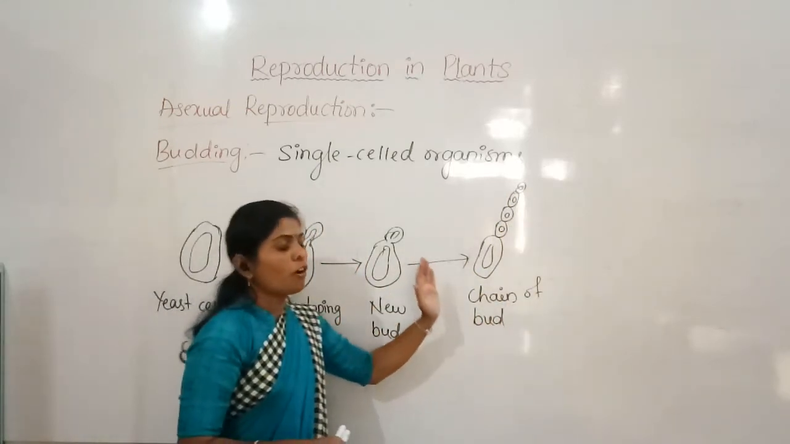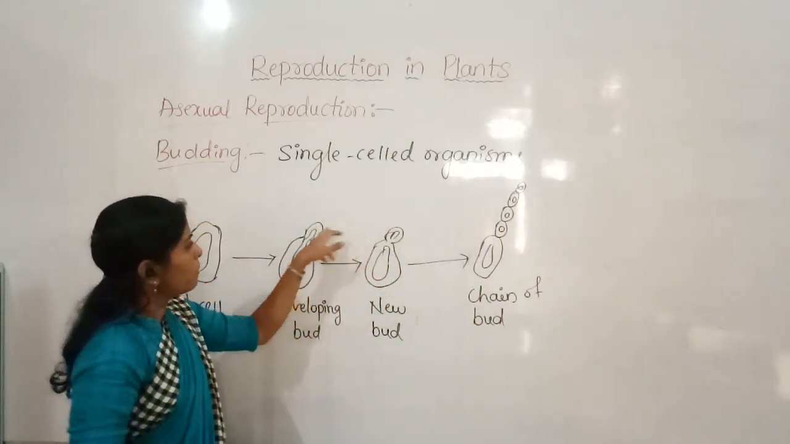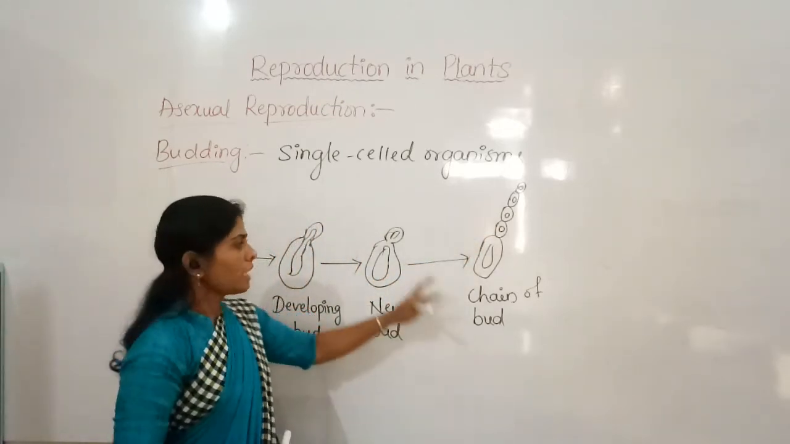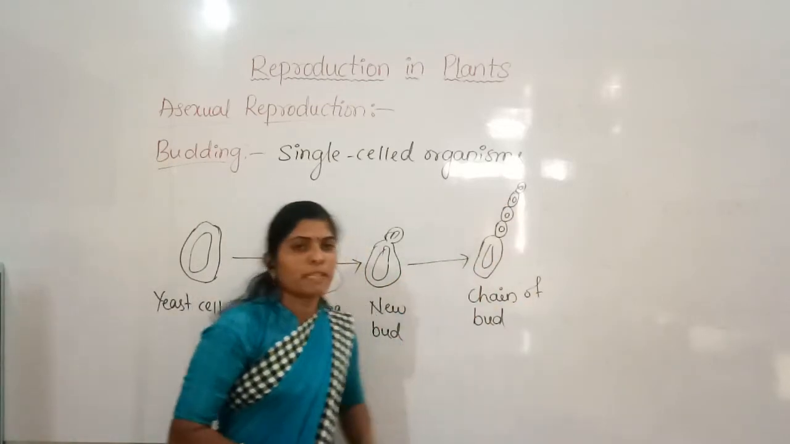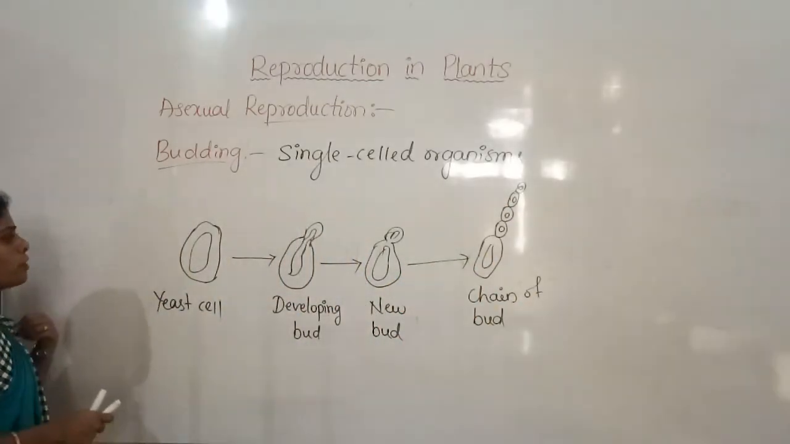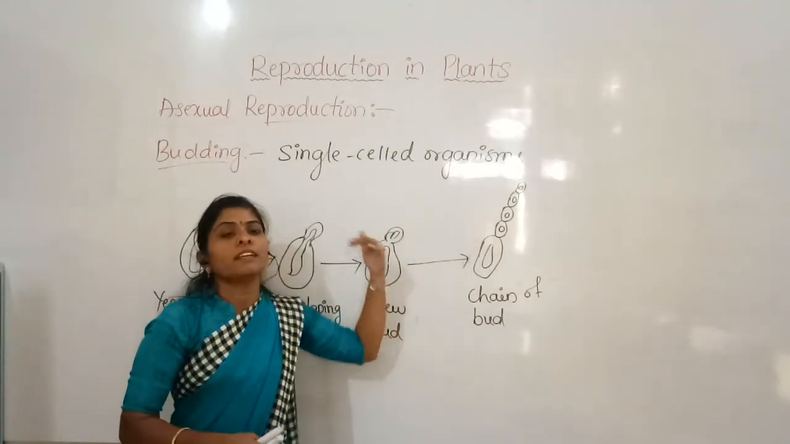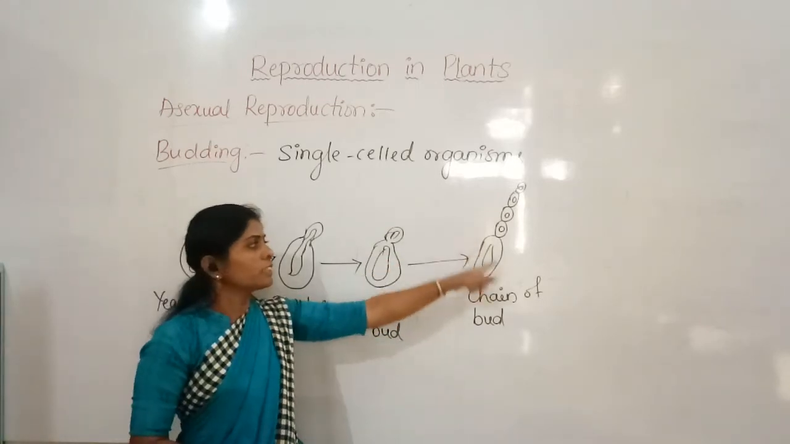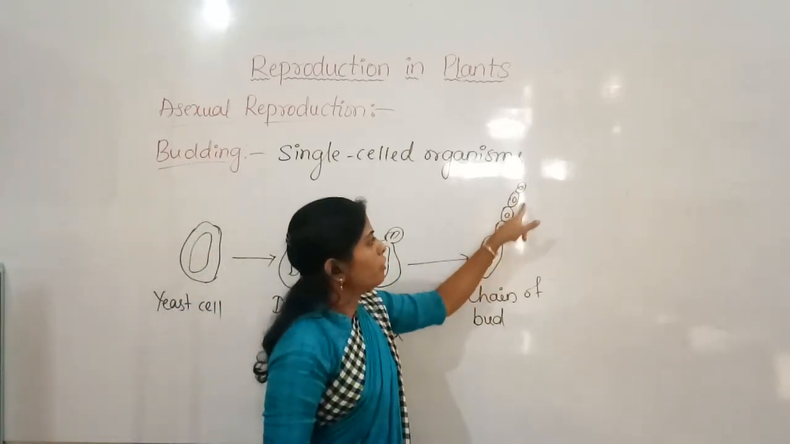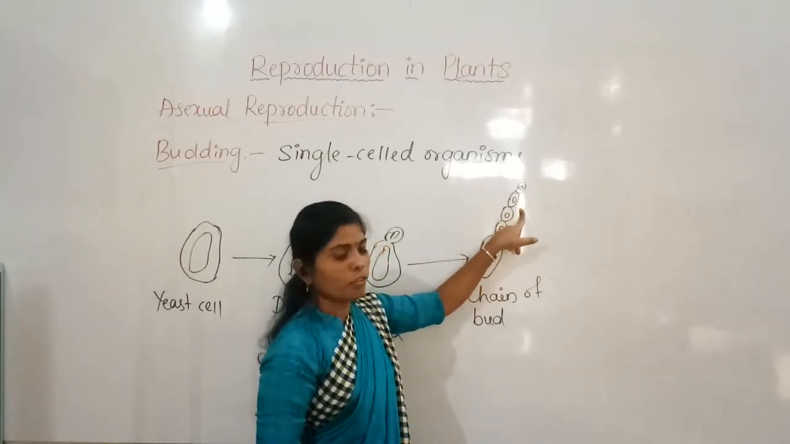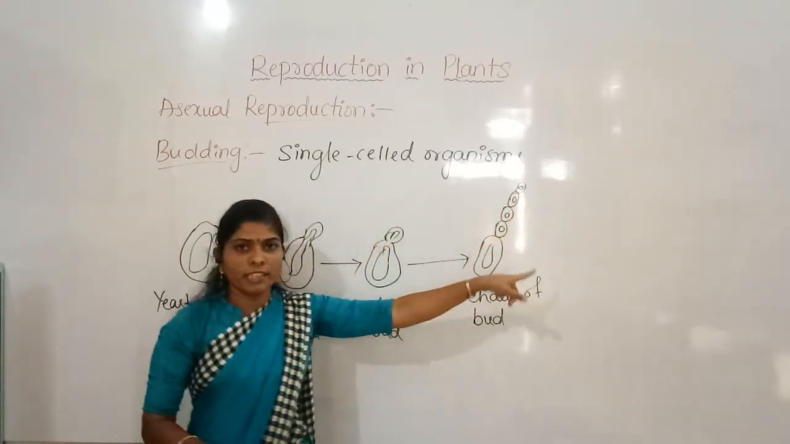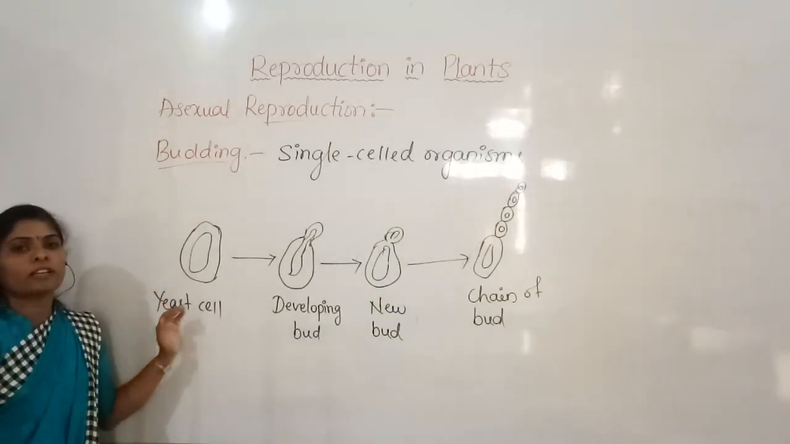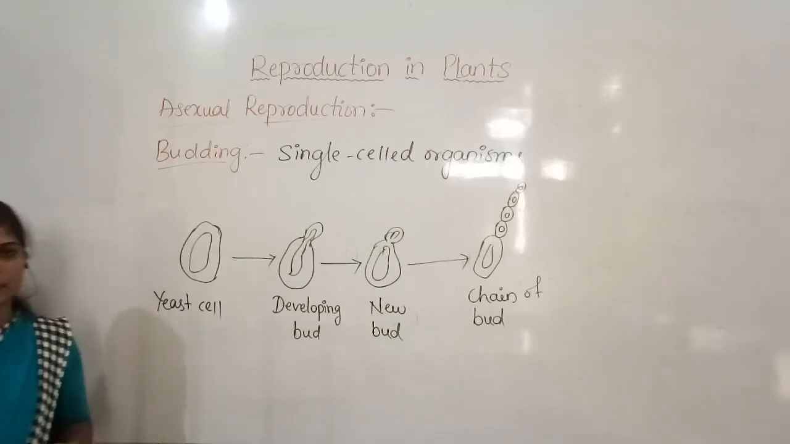So this is the chain of buds, and the bulb-like projection we can see here, we can call the bud. Like this, the growth takes place continuously, and this is how the reproduction happens. Here the new bud is the new yeast cell. The new yeast cell is growing. The chain of buds means the new product, it is the reproduction. The new yeast cells have started growing here. So likewise, budding takes place in single celled organisms, that is in the yeast.